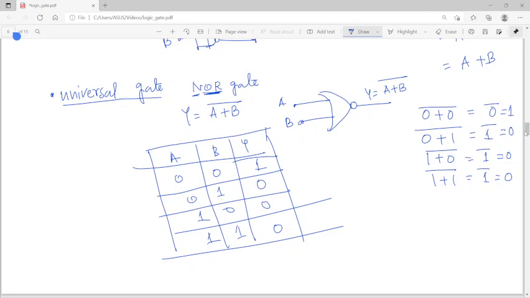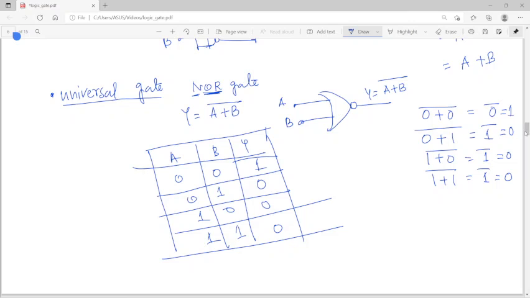This is a universal gate, and that is nothing but the NOR gate. So what we understood is that NAND and NOR gates, both of these are universal gates. But there are also some other gates which come up, basically in GATE examinations.